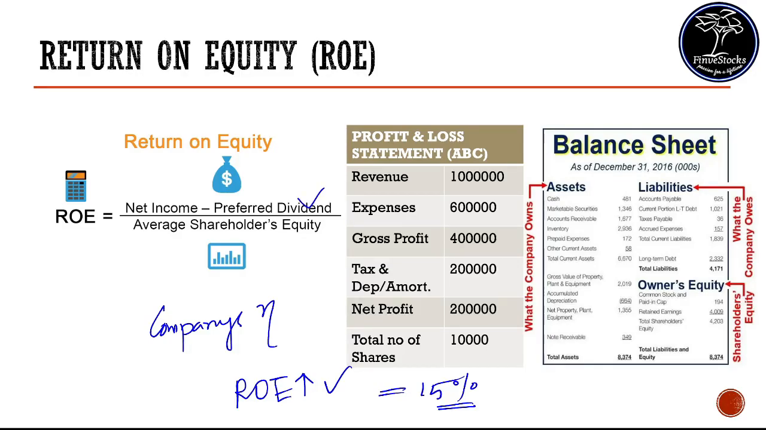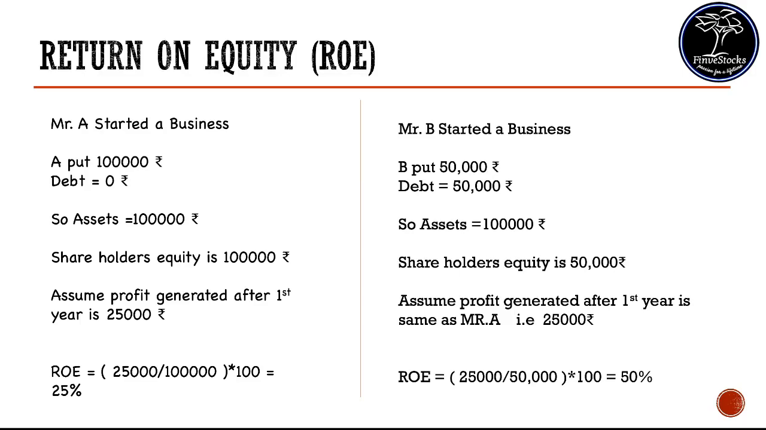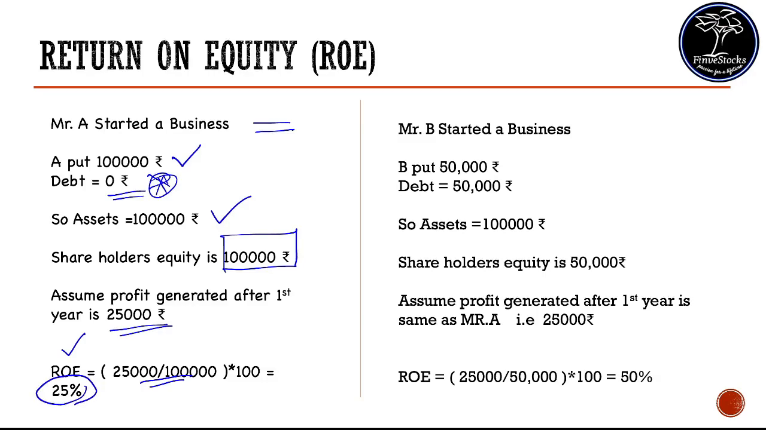To understand return on equity in a better way, here we will see one example. Mr. A started a business putting 1 lakh rupees from his pocket and he didn't take any debt. So debt is zero. So the total assets is 1 lakh rupees. So shareholders' equity is 1 lakh rupees because assets should match with the liabilities. So profit generated, assume, is 25,000 rupees. So ROE after the first year is 25,000 divided by 1 lakh rupees, that is 25%.